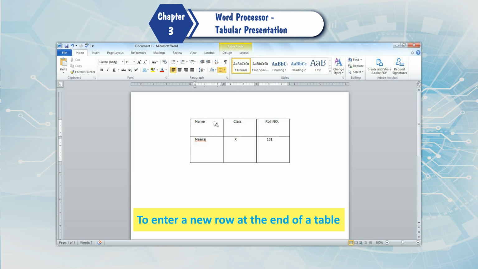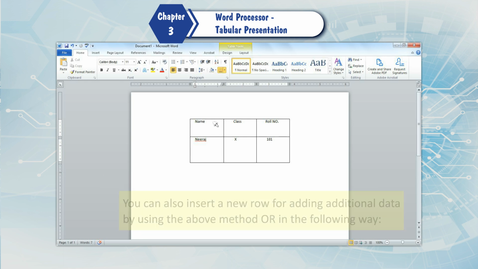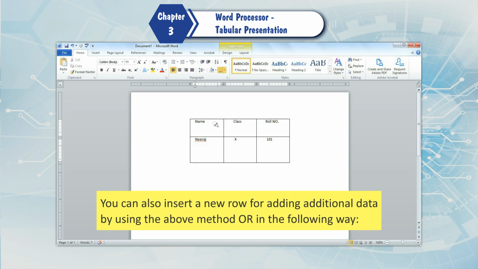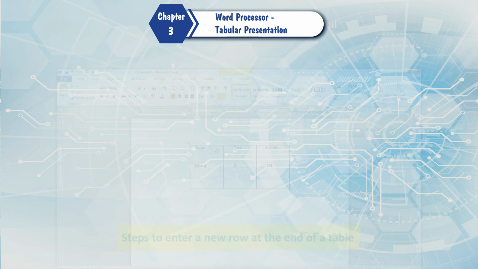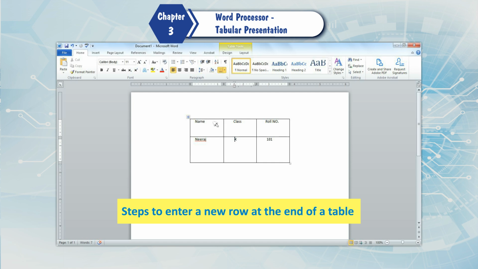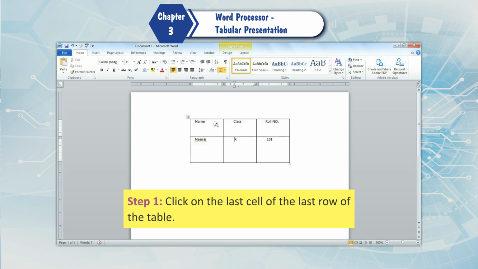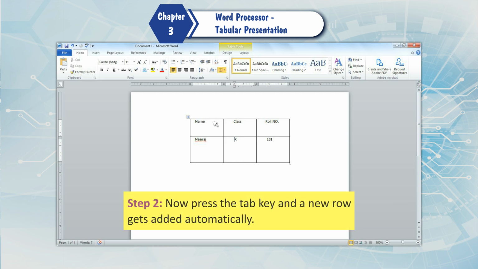To enter a new row at the end of a table. You can also insert a new row for adding additional data by using the above method or in the following way. Steps to enter a new row at the end of a table. Click on the last cell of the last row of the table. Now press the Tab key and a new row gets added automatically.